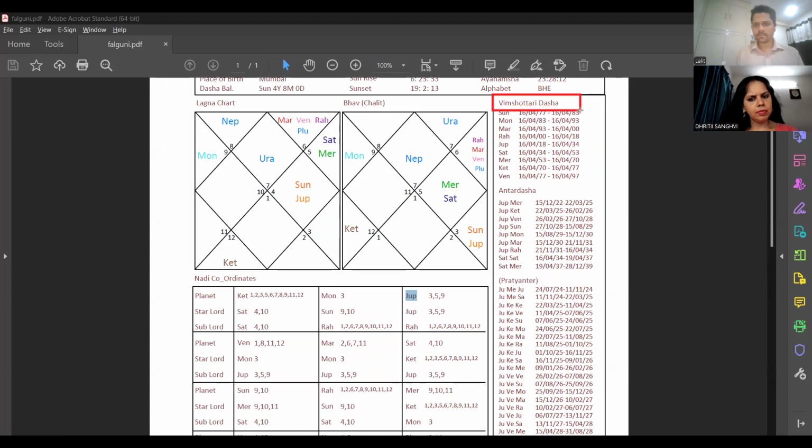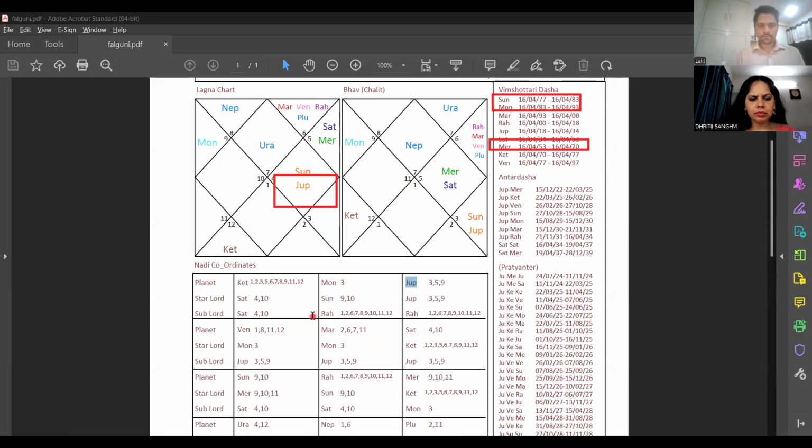your Vimshottari Dasa. Okay, what Dasa is going on? Jupiter. Jupiter does connect with Sun. Okay. Nine, 11, 10, 11, which is good. Yes. 4, 10 is not good. No, that will only impact nature. So just like I told you, 9, 10, 11 is good.